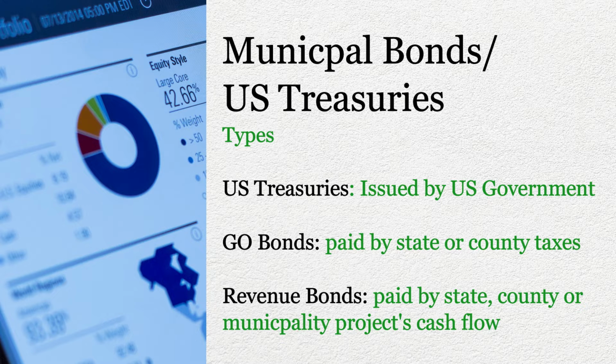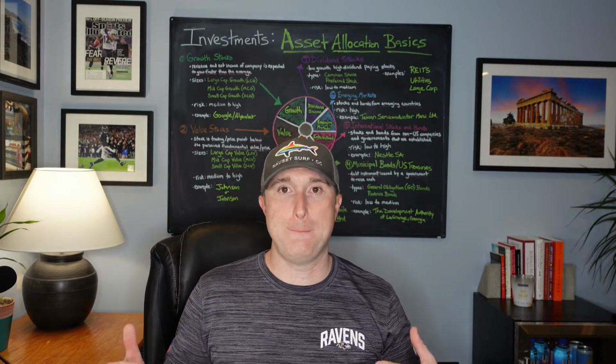They're going to be GO bonds, which are paid by tax dollars, so taxpayers are essentially paying those bonds back. And then you also have revenue bonds, which are going to be associated with a project or something that's going to generate cash flow, and that cash flow is going to pay back those bonds.